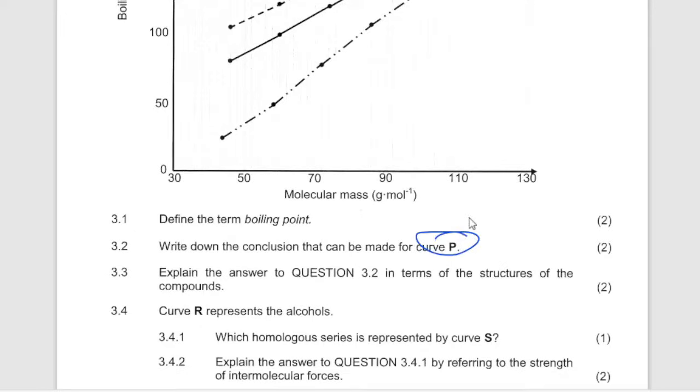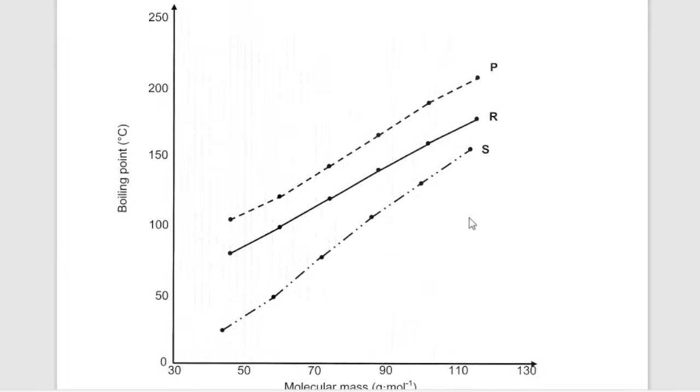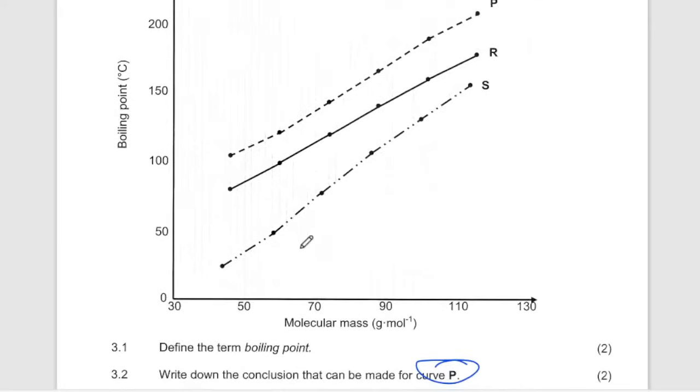Okay, could be made for P. So where is P? Without even looking at what P is, you can see that the boiling point increases as this is increasing.